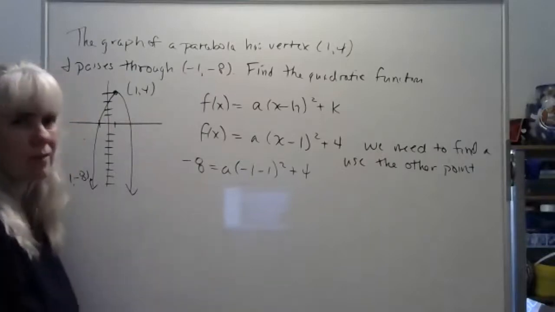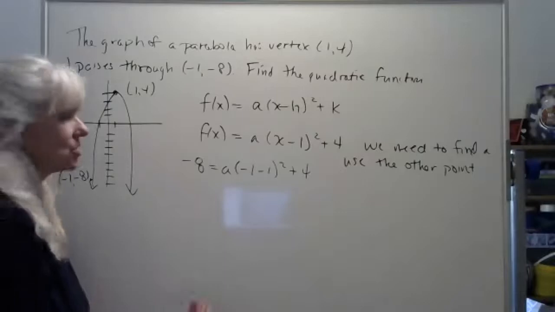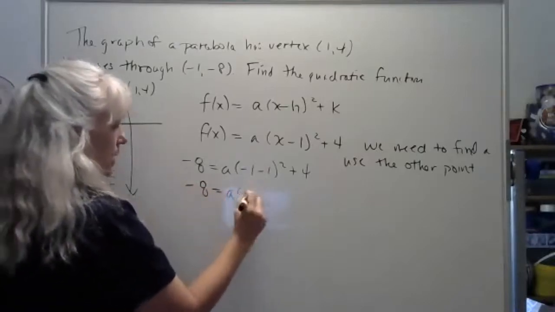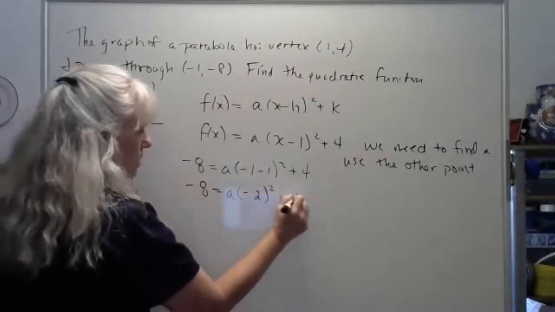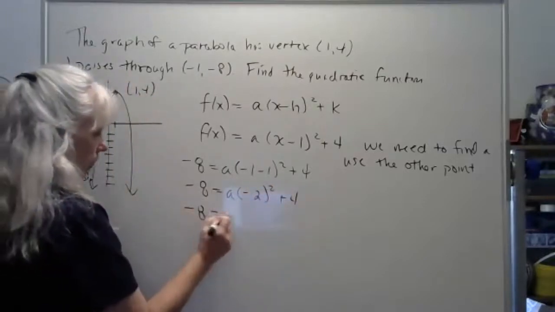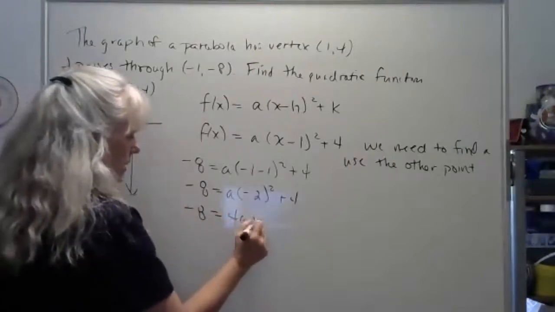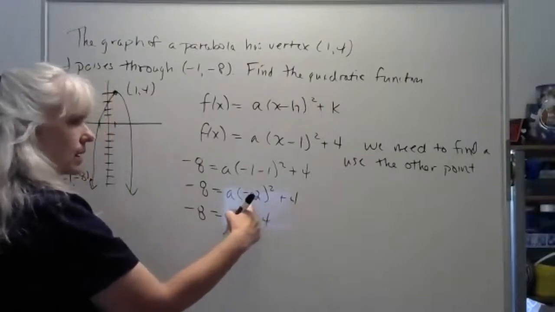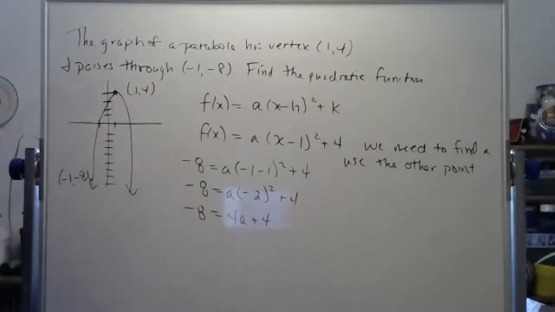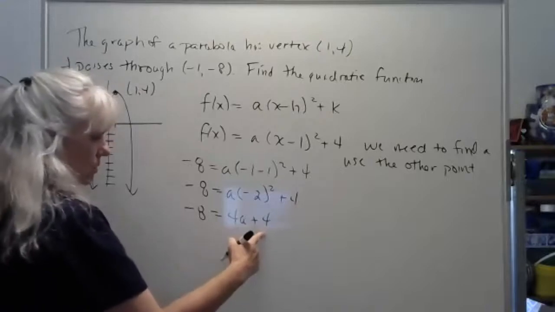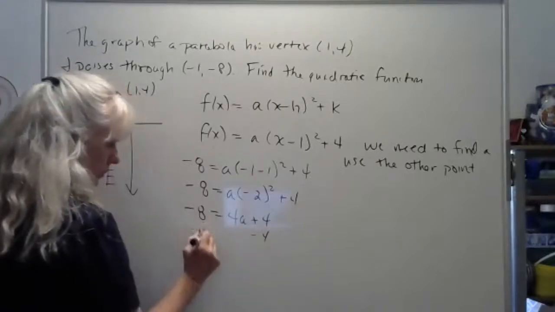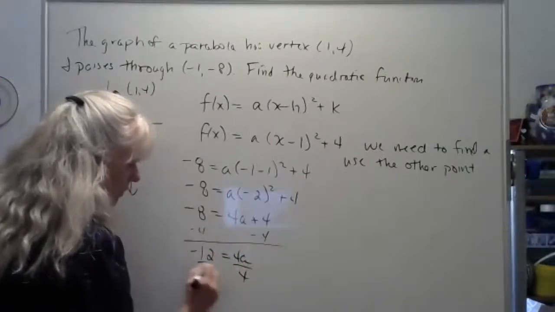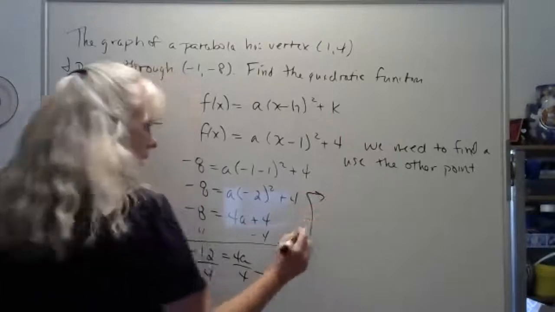Again, follow your order of operations. This is a place where for some reason you guys just do some goofy stuff. So we have -8 equals a times, the inside of the parentheses is going to give me a -2, which I'm going to have to square. So -2 squared is 4, times a, plus 4. Whatever you do, do not combine that 4 with that set of parentheses. It does not belong there. Okay, let's go ahead and solve this for a. We'll move the 4 over. That gives me -12 equals 4 times a, and then we'll divide by 4. So a equals -3.